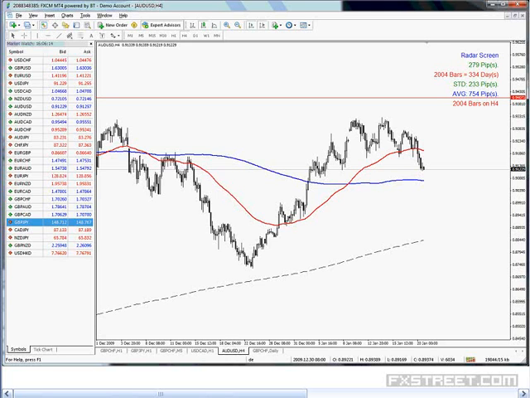I want to start things off by looking at the Australian dollar, US dollar, 4-hour chart. It's in an exceptional circumstance right now. It's been away from the 800 simple moving average for 2004 bars or candles. That's over 300 days, and that's exceptionally outside the boundaries of what is normal.